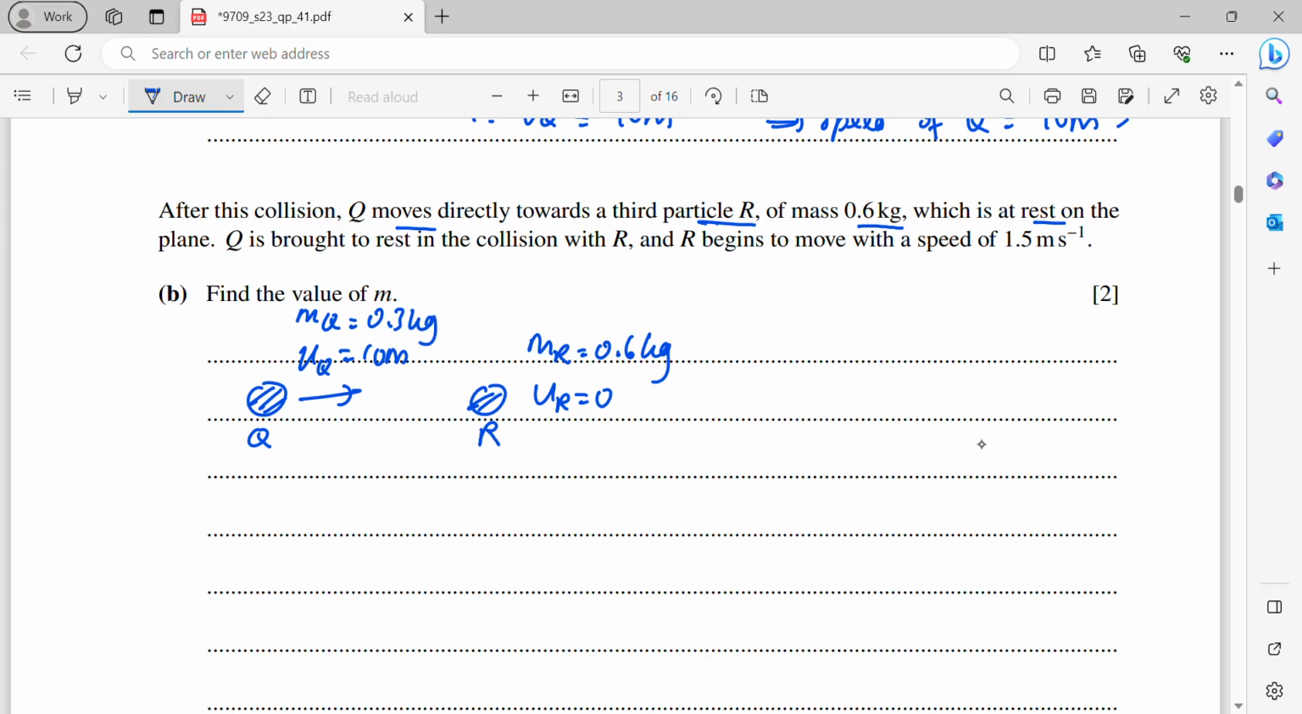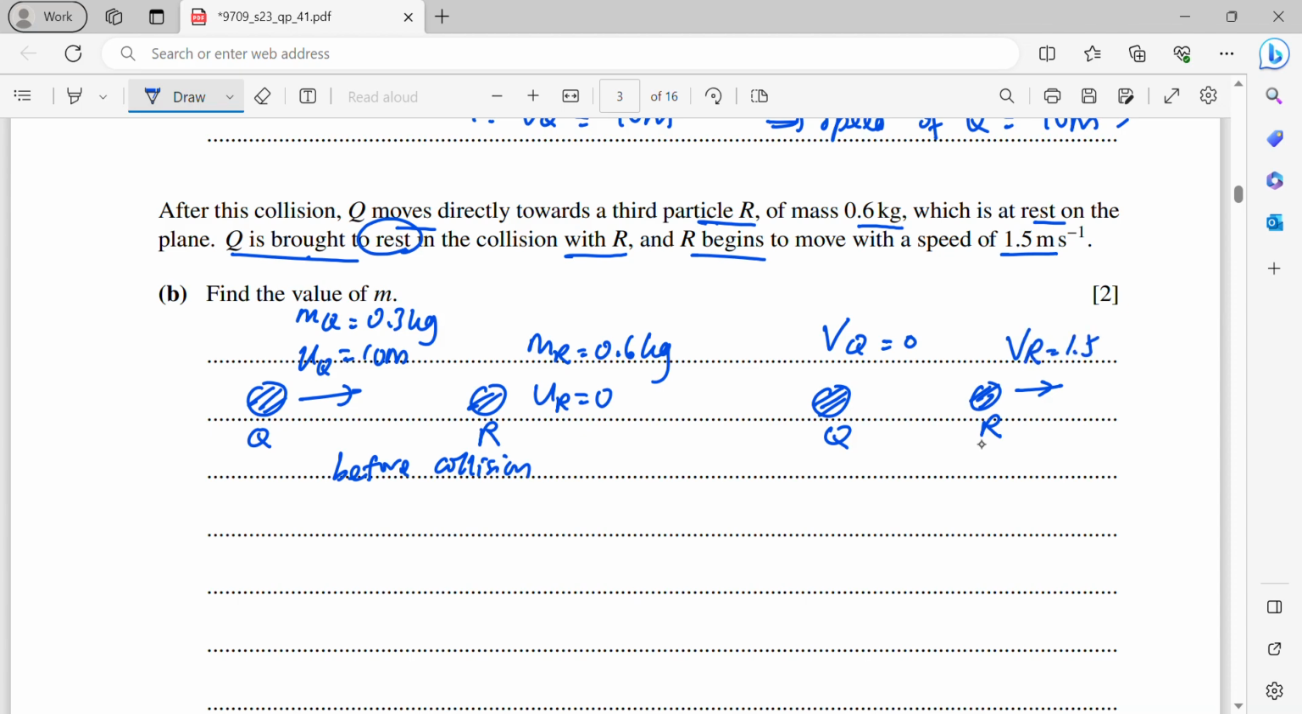Now, Q is brought to rest in the collision with R. So this is before collision. Now after collision, the Q is at rest. Q brought to rest means that it stops, not moving. So the VQ becomes 0. And then the R begins to move with a speed of 1.5 meters per second. So this is VR equals 1.5. This is after collision.